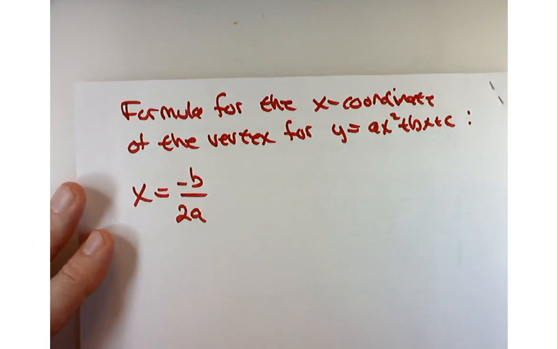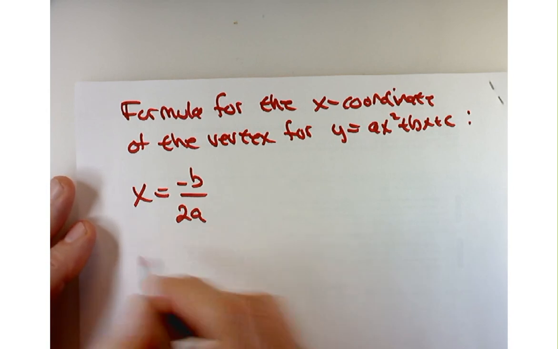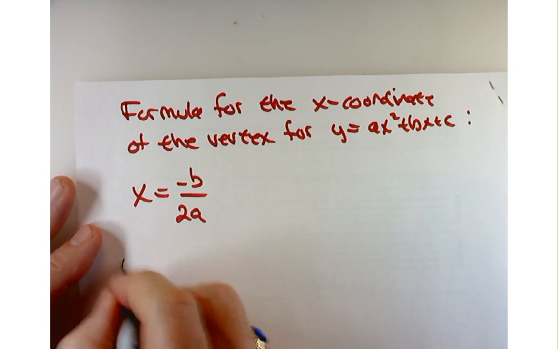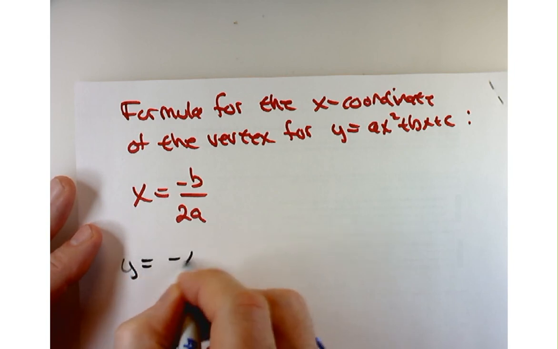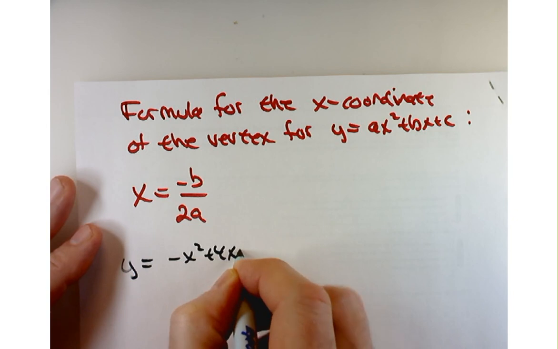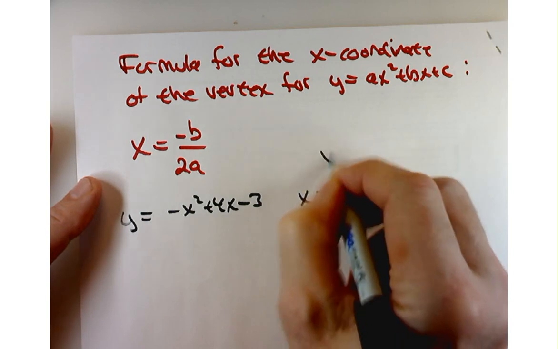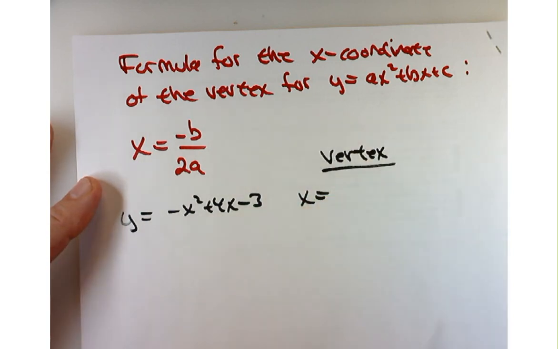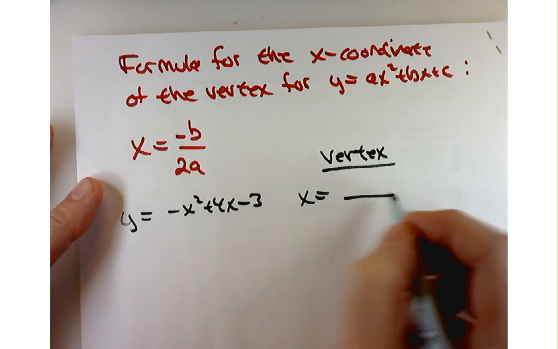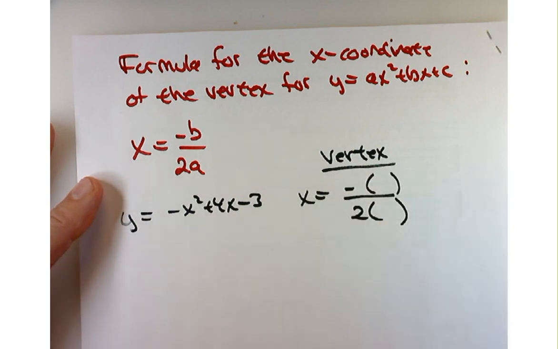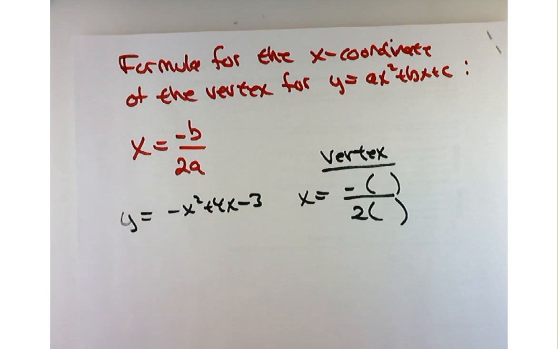So how does that work? For example, our last problem was y equals -x squared plus 4x minus 3. So if I wanted to find the vertex with that formula, I'd have to fill in this much. The negative of b divided by 2 times a. All right. What's the value of b? Caitlin? What do you think the value of b would be here?